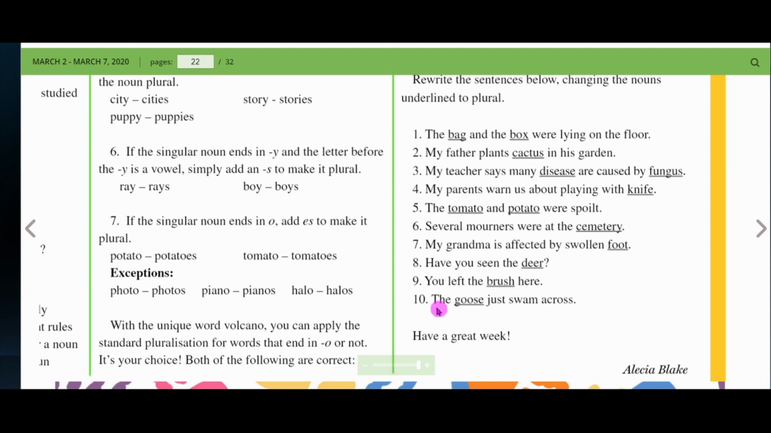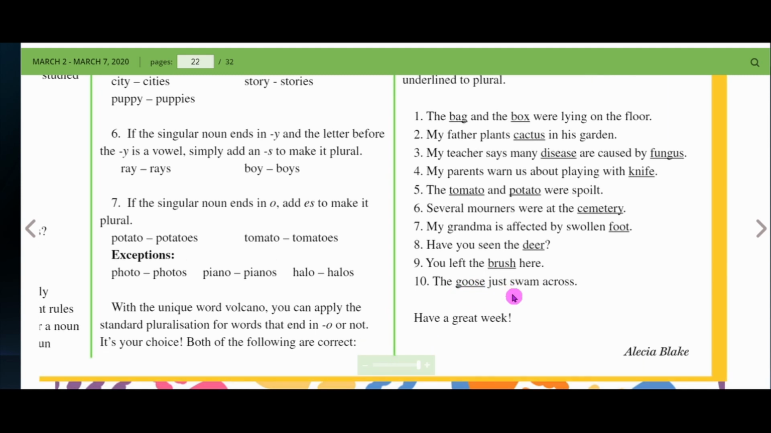Number 10. The goose just swam across. Again, the geese just swam across. We change the internal vowels here from OO to EE.